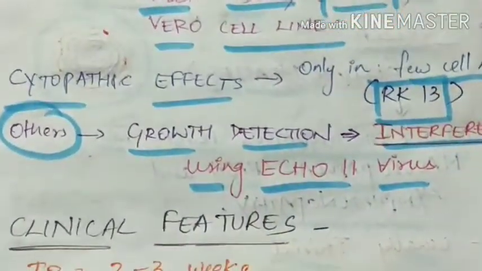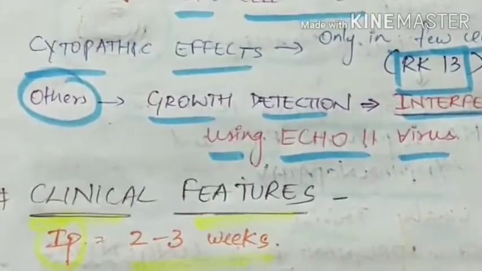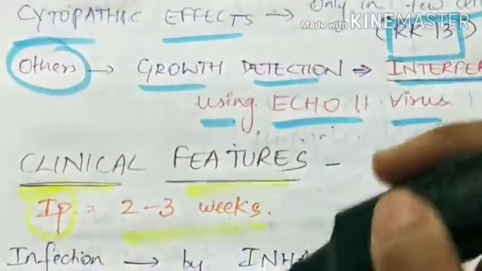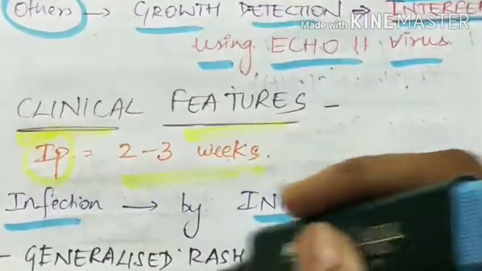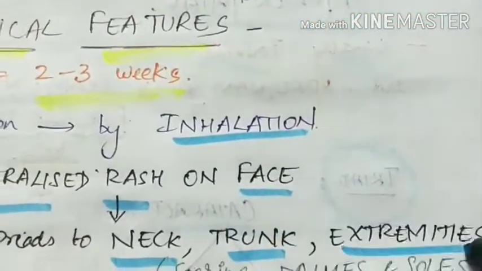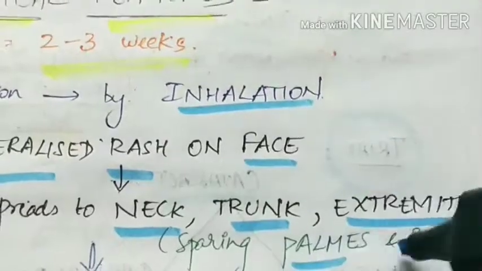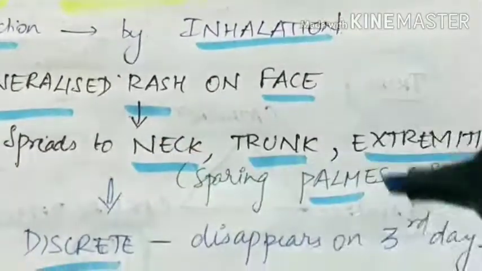Coming to the clinical features. The incubation period of rubella virus is 2 to 3 weeks. The infection occurs by inhalation. Firstly, there is generalized rash on the face, which then spreads to the neck, trunk and extremities, sparing the palms and soles. The rash is discrete and it disappears on the third day.